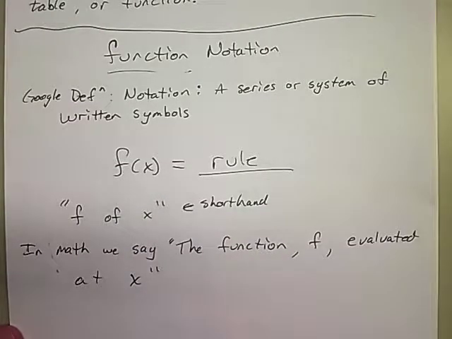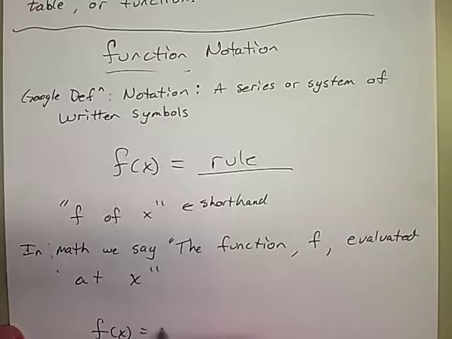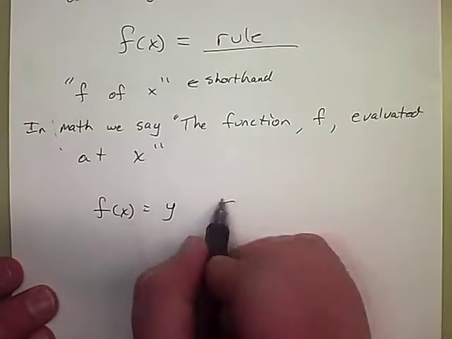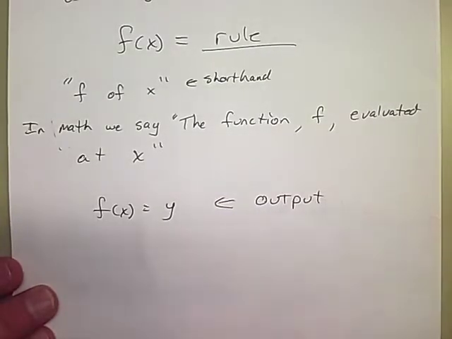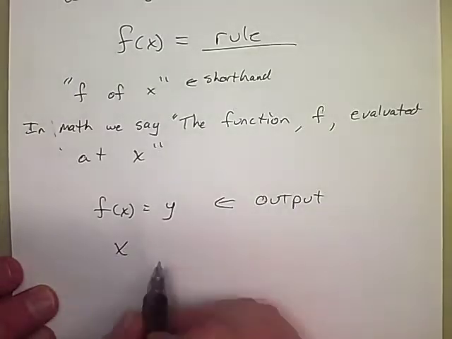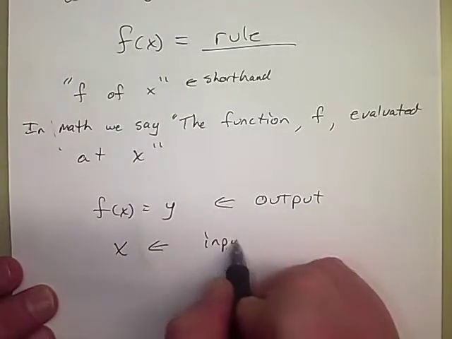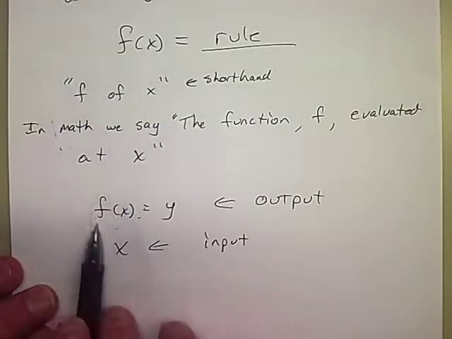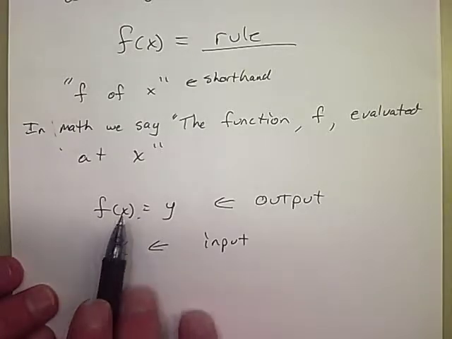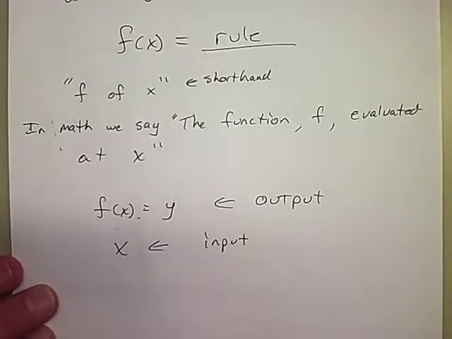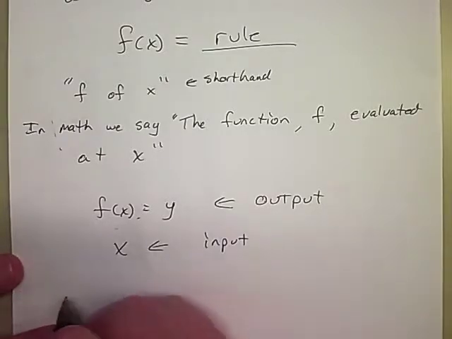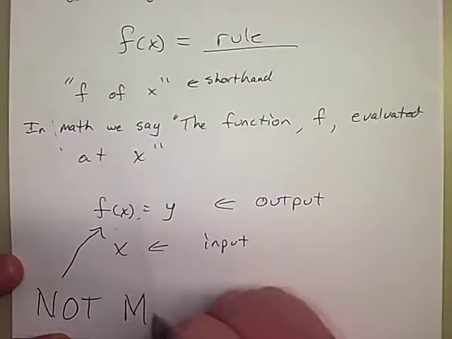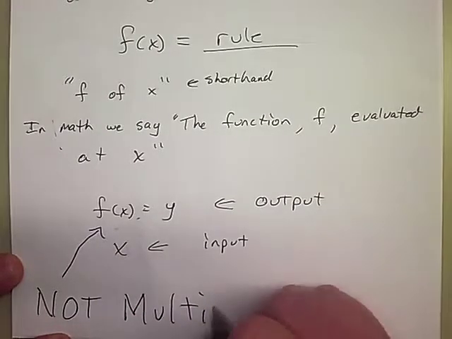So there's something else that I could do with this. Really, f of x itself is y, right? And this is the output of the function, where x is the input. So notice here, the function notation itself uses the input already. And one thing I really need you to understand, this right here is not multiplication.